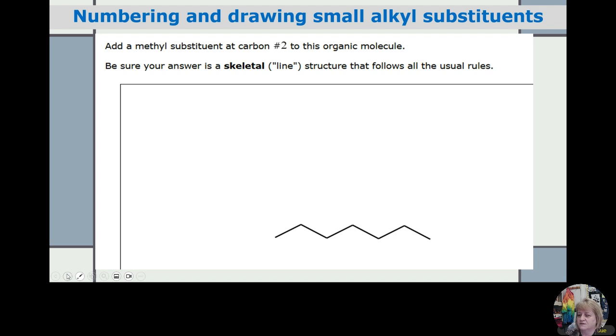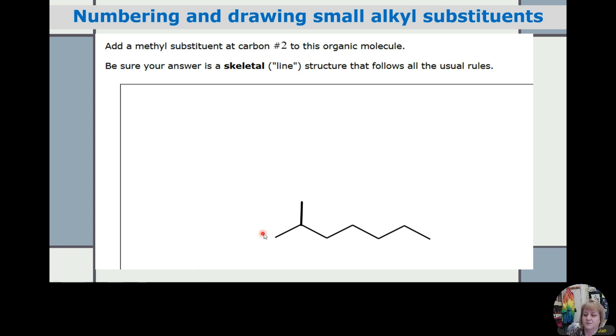This one is also under numbering and drawing small alkyl substituents. They want you to add things. So on this one, you're going to add a methyl substituent at carbon number 2 to this organic molecule. So you would just count 1, 2. You're going to add this to your line structure, and you're going to follow the rules. So you're just going to add a line to represent your methyl, and that's it. You're done. So don't make this one too hard.